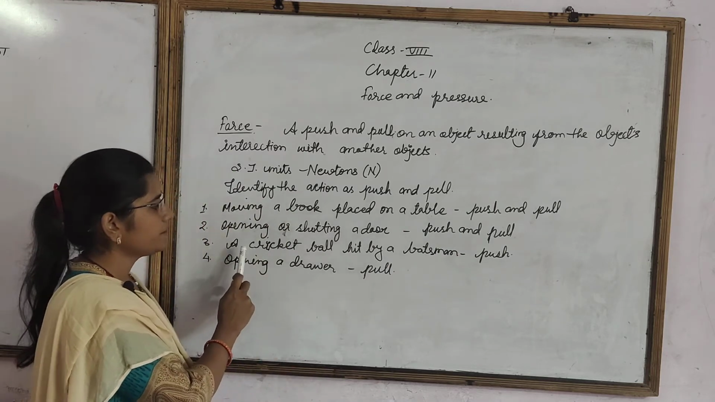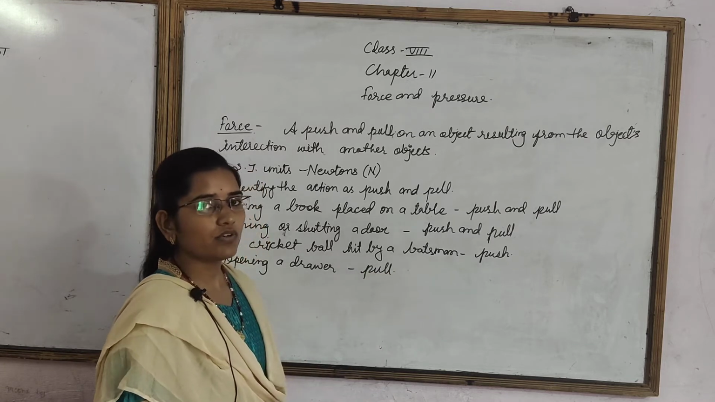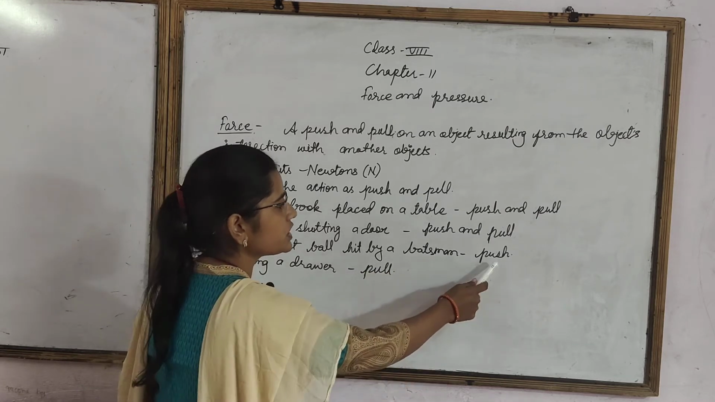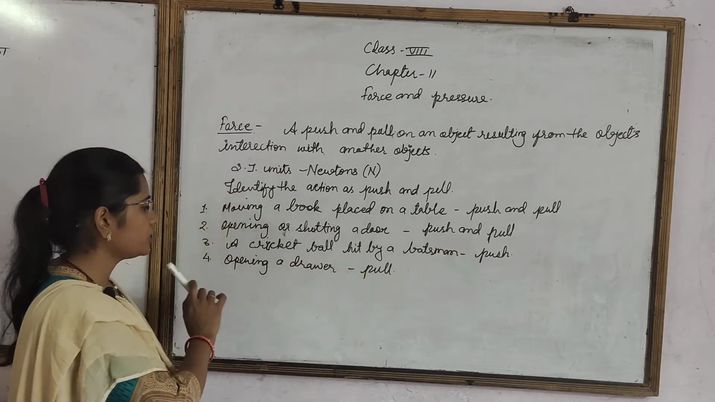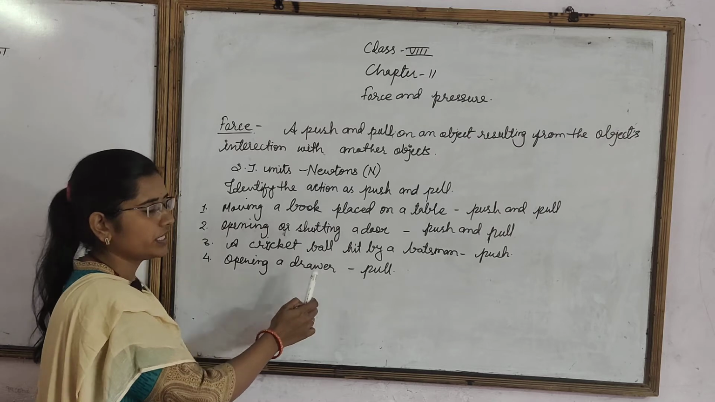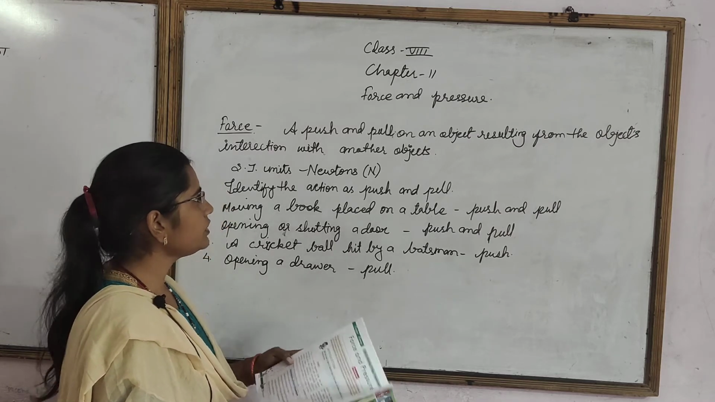Now the third point, a cricket ball being hit by a batsman. If a batsman is hitting a ball, it is the action of push. Now the fourth point, opening a drawer. If you open a drawer, it is the case of pull.